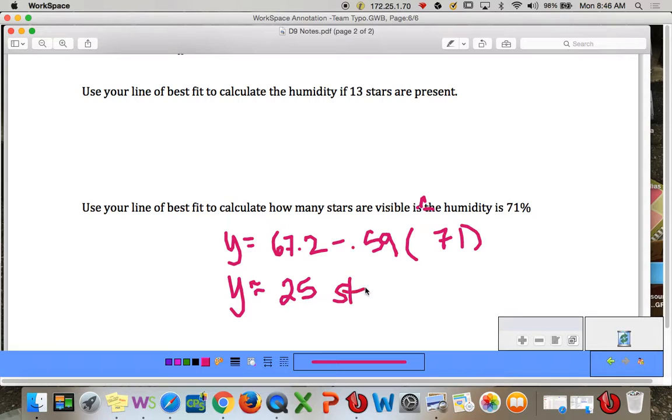All right, so today we're going to practice linear regression one more time, look at correlation coefficient, and review.